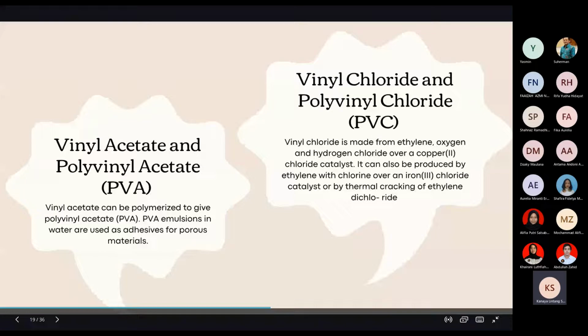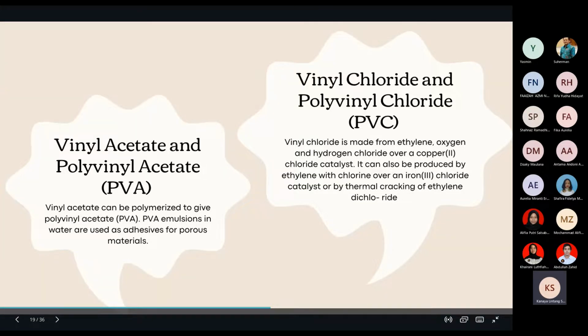Phenyl acetate and polyphenyl acetate, or PPA. Phenyl acetate can be polymerized to give PPA. PPA emulsions in water are used as adhesive for porous materials.